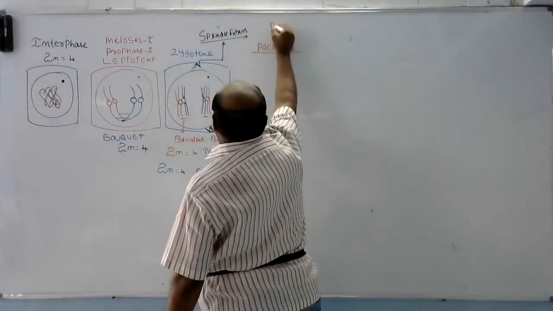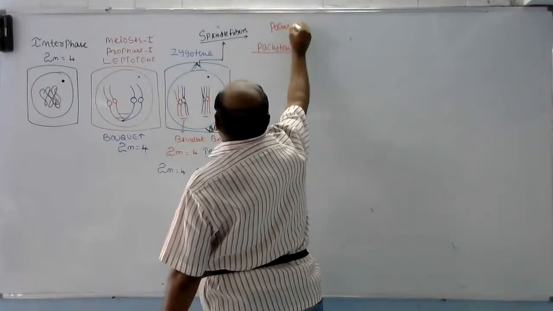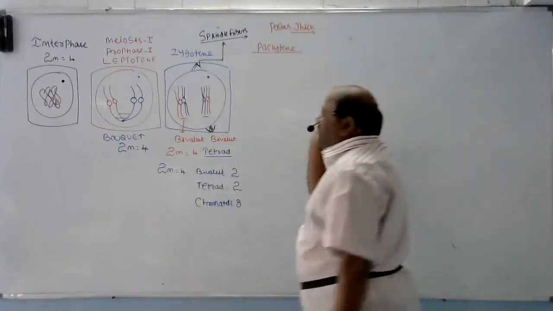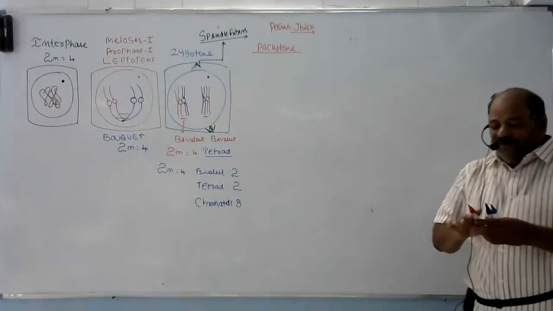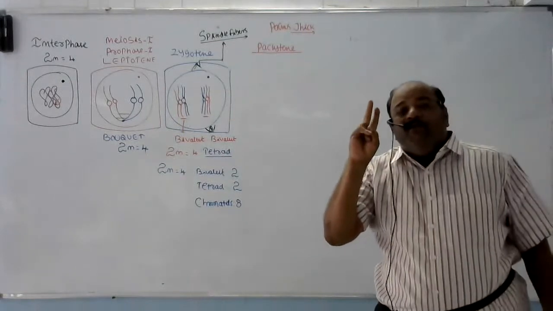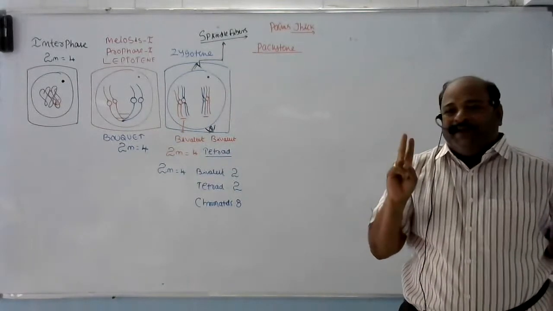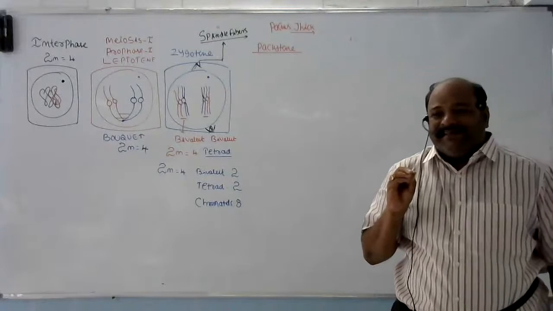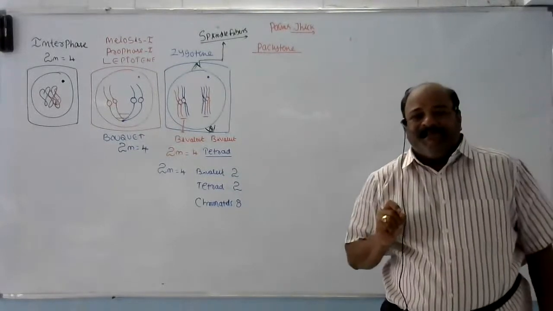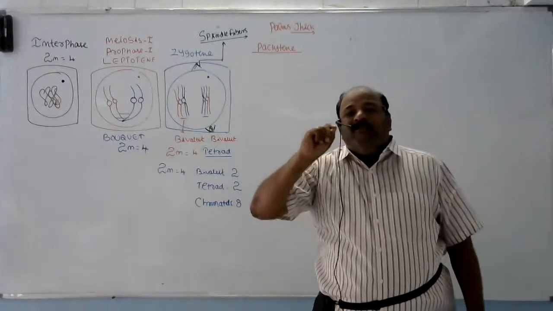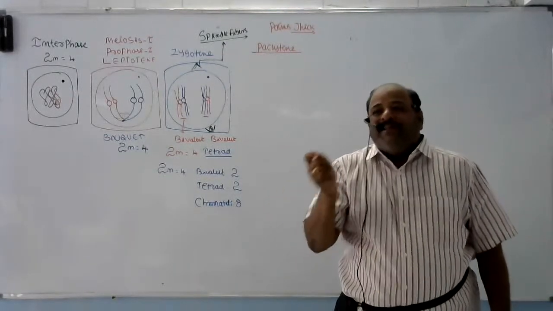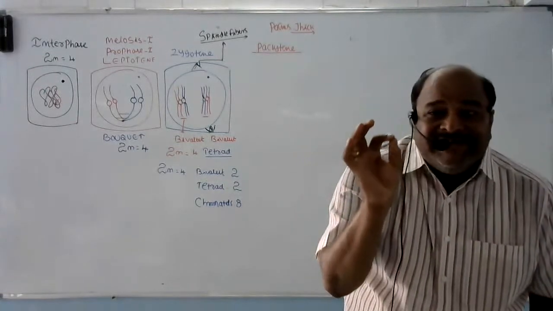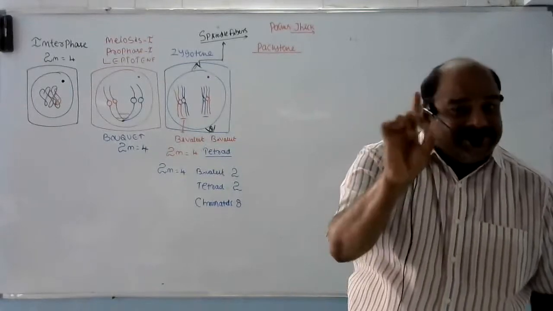Pachytene is derived from a Greek word, pacus. Pacus means thick. Okay, listen carefully. Every homologous chromosome has 2 chromatids. They are called sister chromatids. One chromatid of one homologous chromosome and another chromatid from the other homologous chromosome are called non-sister chromatids.